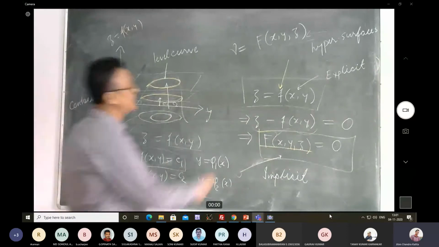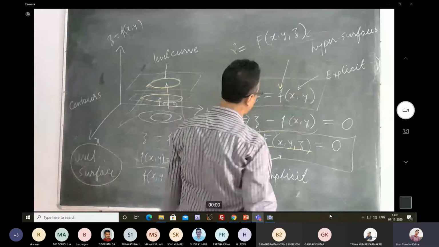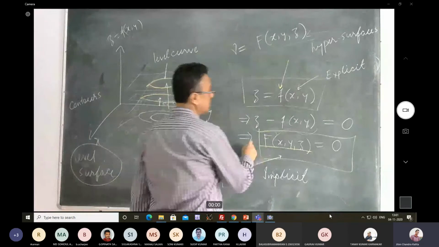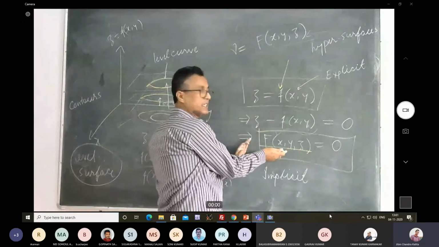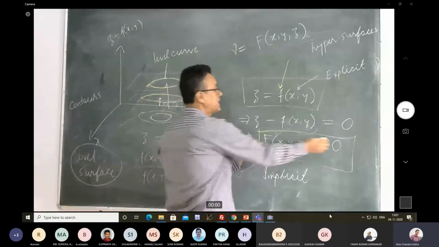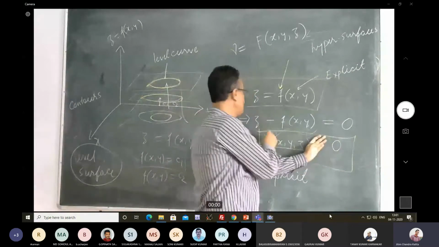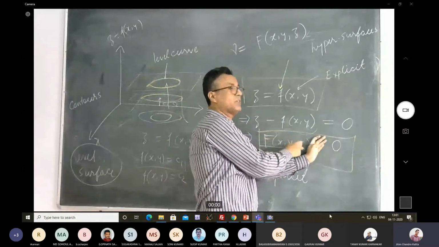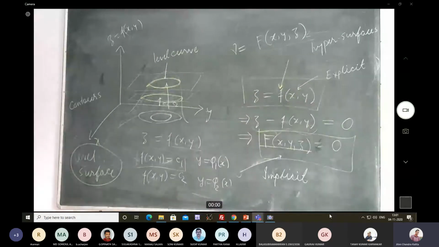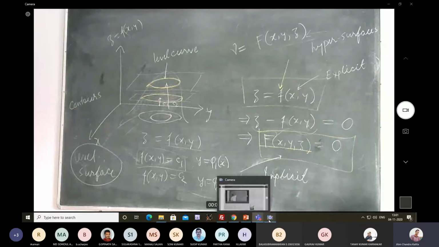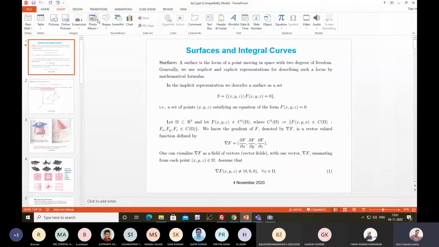Okay, so that means the question that I was asking you is that through this approach, I can get the level surfaces of this function, capital F of x, y, z equal to 0. Okay, so let me do a quick recap. After that, I'll go back to that normal.